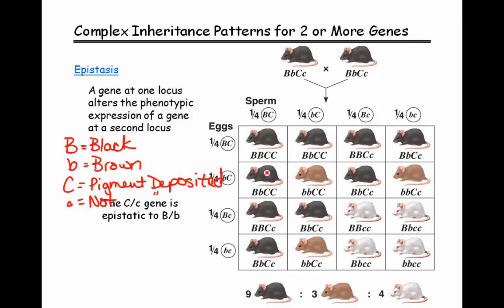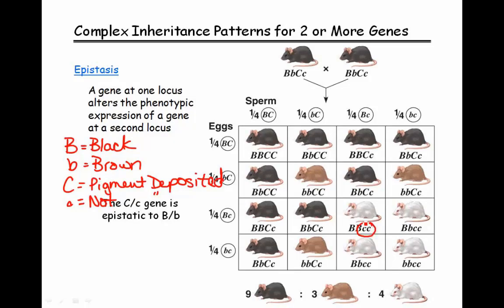If we have brown mice, they have two lowercase b's and at least one capital C, so they have brown, and it gets deposited. And then if you look in these bottom four boxes, or this corner here, we've got some white mice. These mice are white because they have this combination of two lowercase c's.